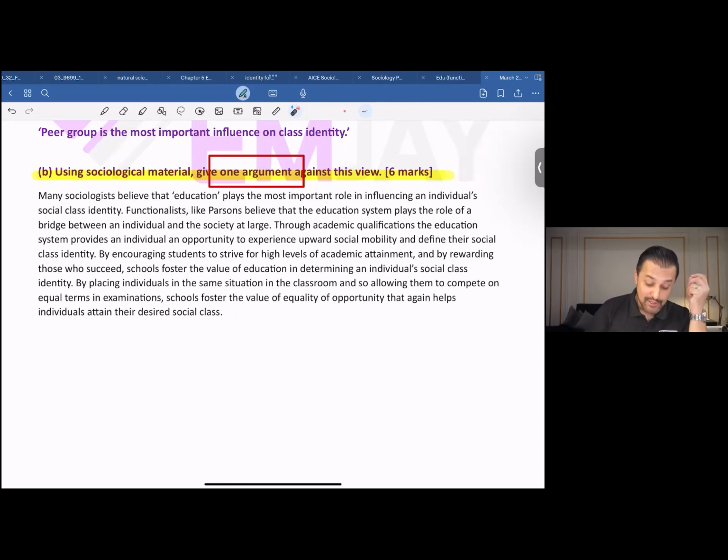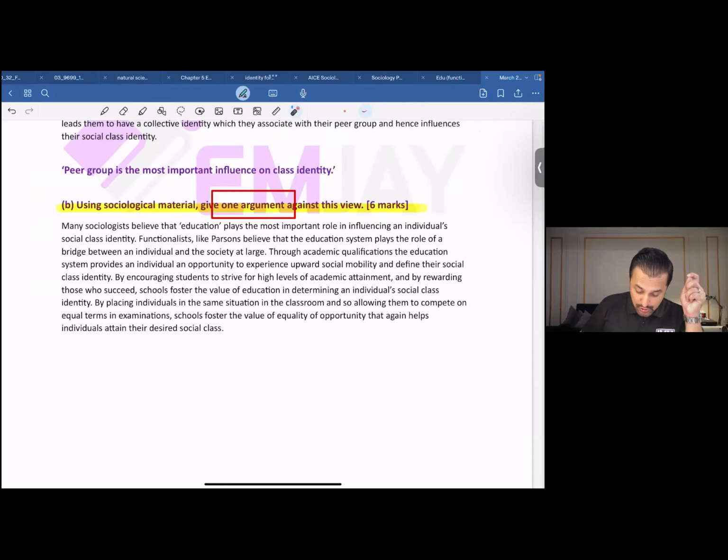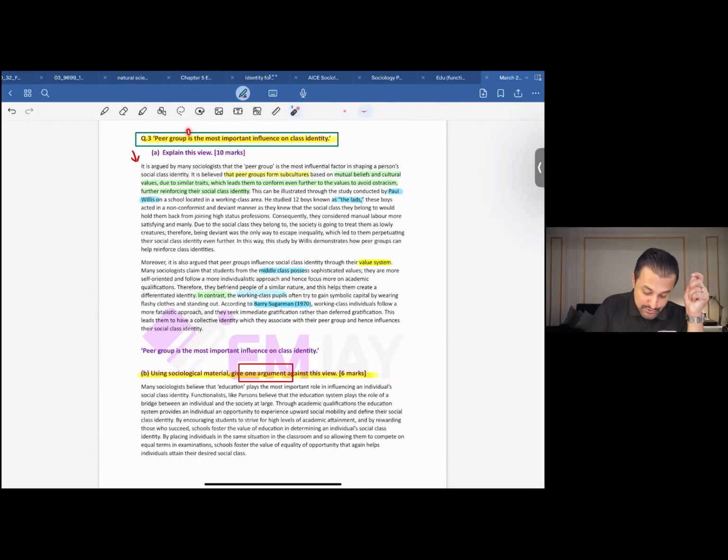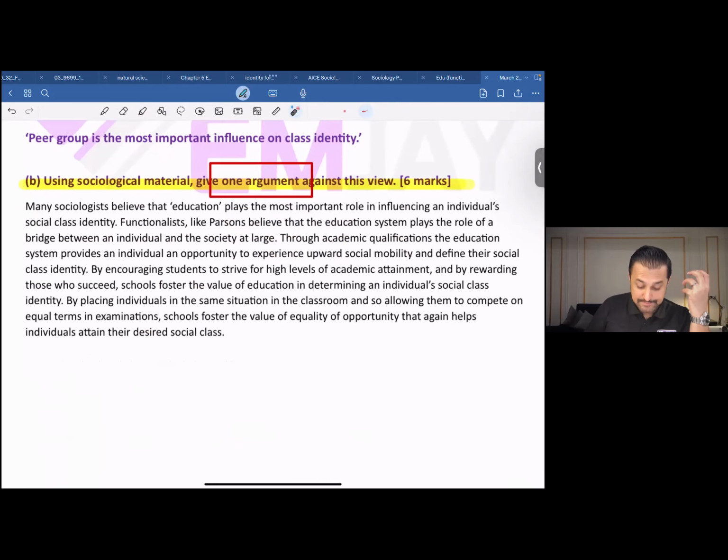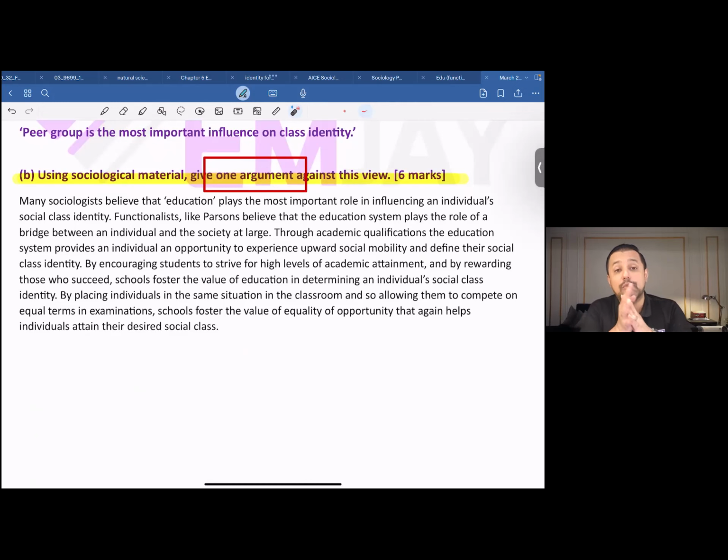Okay. Now, moving on. Using sociological material, give one argument against this view. Many sociologists believe that education plays the most important role in influencing an individual's social class identity. Hold on. Over here, we spoke about the peer group playing the most important role. And because we have to write down an argument against it now, we're talking about how the education that an individual has could be playing the most influential role in terms of determining the social identity of an individual, right? So many sociologists believe that education plays the most important role in influencing an individual's social class identity.